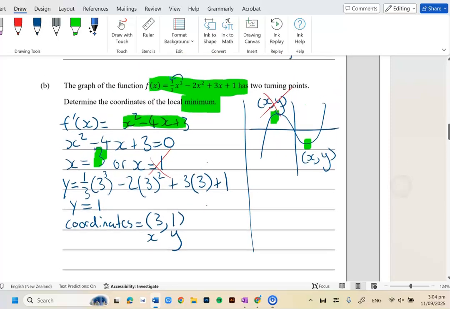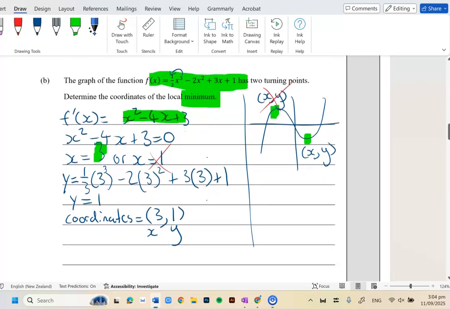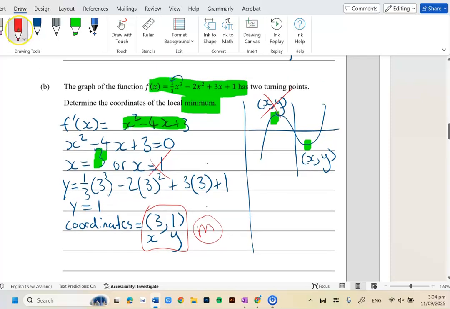Okay. Pretty straightforward question. This is a merit question. If you find the coordinates of the local minimum, you'll get a merit. So, merit for that. If you correctly derive it, and you have to make sure you set it to 0, so this bit would get you an achieved.